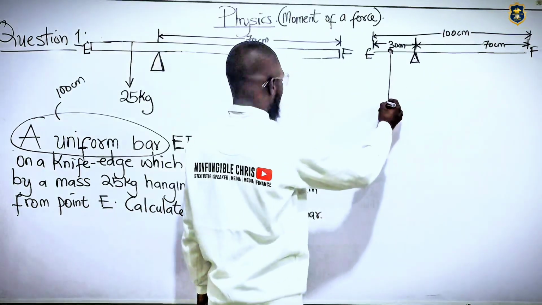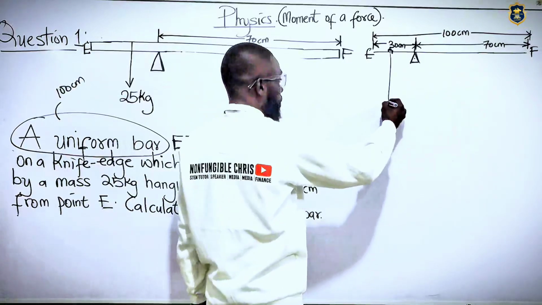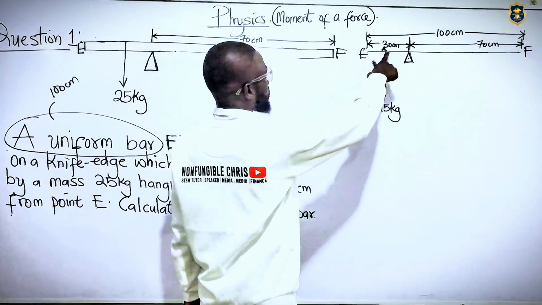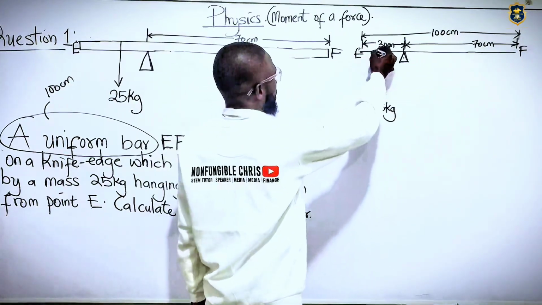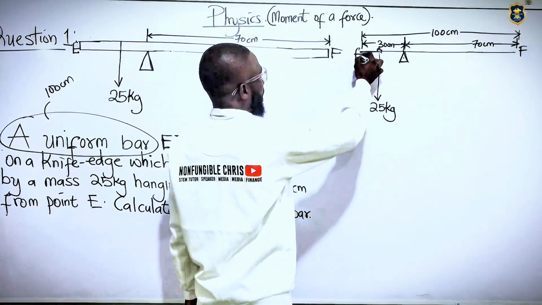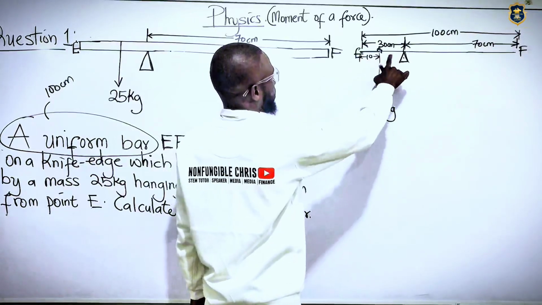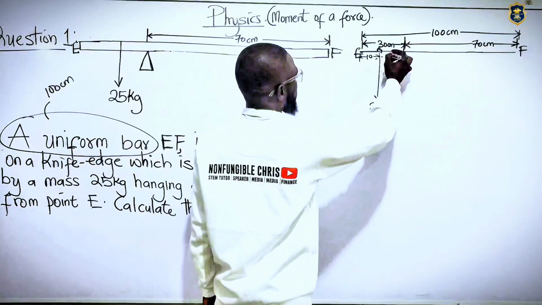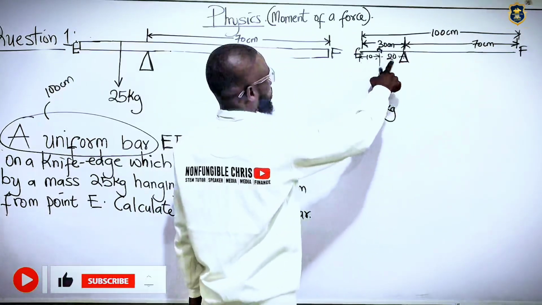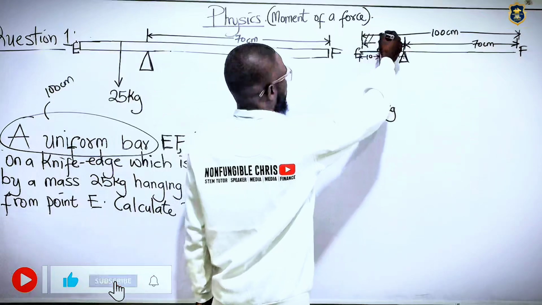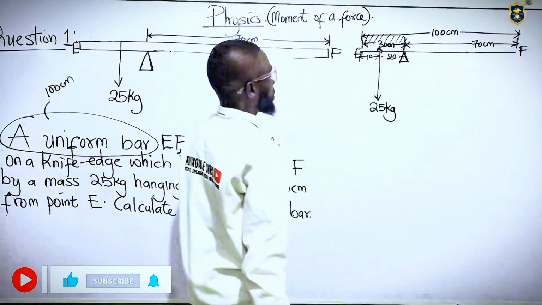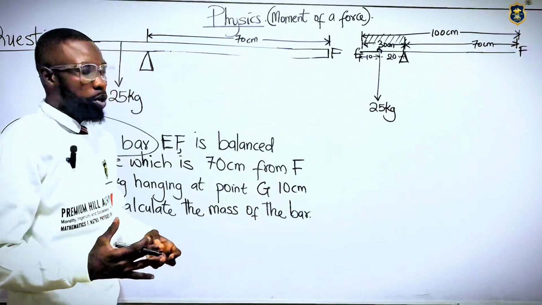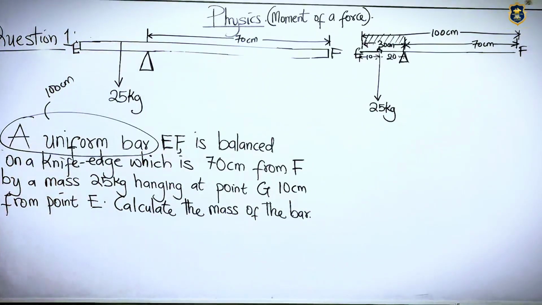There is a mass hanging, a mass of what? Of 25 kilogram. This mass is hanging 10 cm from E. So from E, we have here as 10. And if we have here as 10, it therefore means from here to here will be what? Will be 20. Why is it 20? Because 10 plus 20 gives us 30, the whole of this part. So that's how you fill them up. We get one piece of information and use it to fill up the other information.